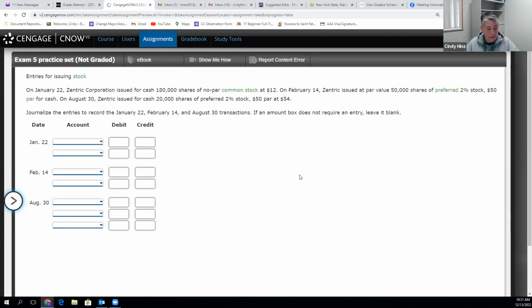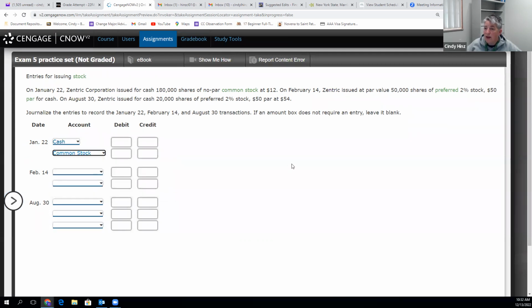And this exercise says, on January 22nd, Zentric Corporation issued for cash 180,000 shares of no par common stock at $12. So let's do that one first. They issued stock for cash, so we know we're going to increase our cash, but also increase our common stock account. Now, this stock had no par value, and so all of that value is going to go into the common stock account. When we issue stock that has a par value, that par value goes into the common stock, and anything above that goes into the additional paid-in capital or paid-in capital in excess of par.